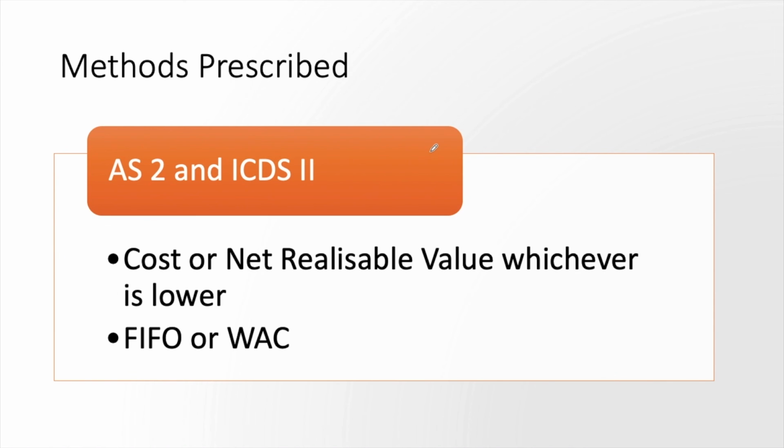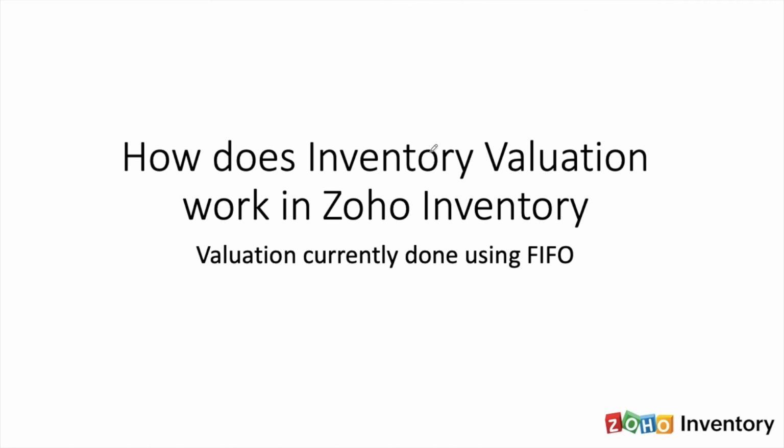Now, if the net realizable value has actually gone below the cost of your inventory, in that case, you're required to value it at cost or net realizable value, whichever is lower. You need to provide for the decrease in value of your stock in case of obsolete, non-moving, slow-moving inventory. The two methods that are prescribed and are used commonly are FIFO and weighted average cost method. And like I already mentioned, Zoho Inventory and Zoho Books, they use the FIFO method currently for valuing the inventory. Very soon, they're going to come up with the weighted average cost method as well.